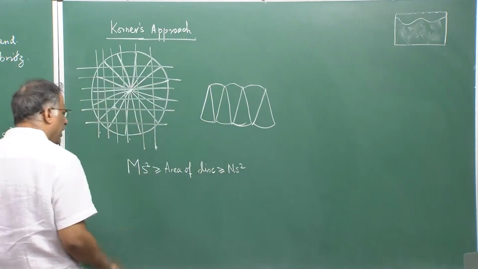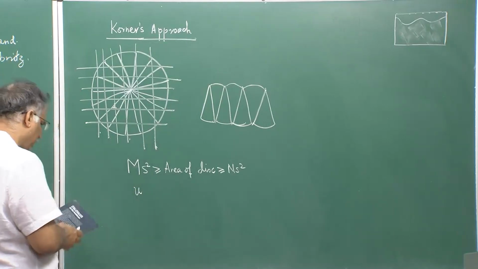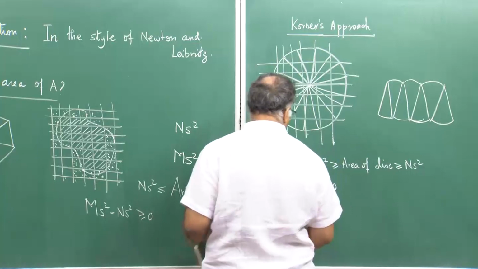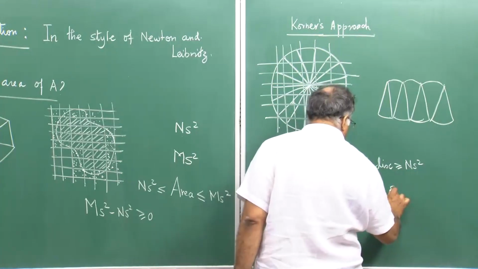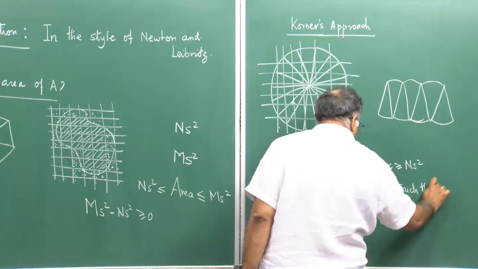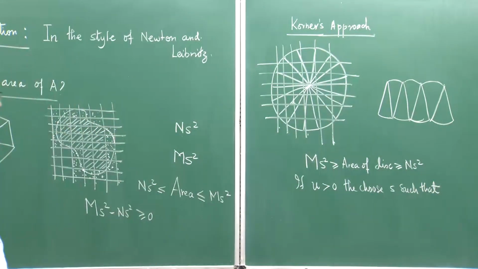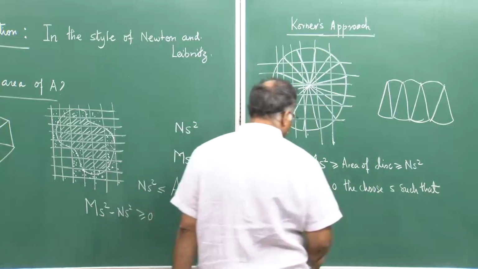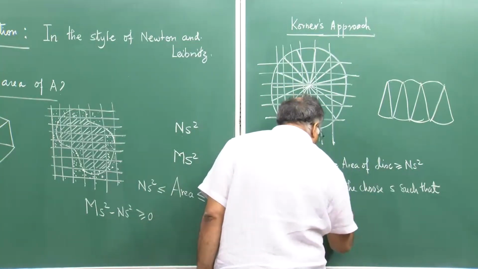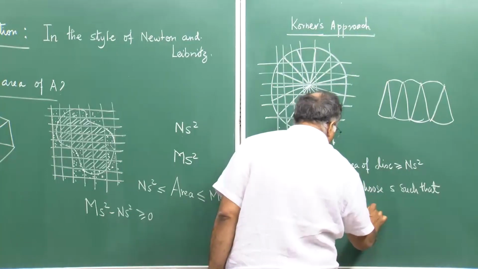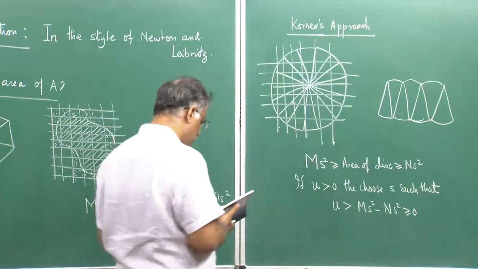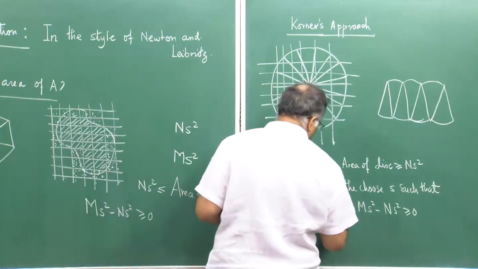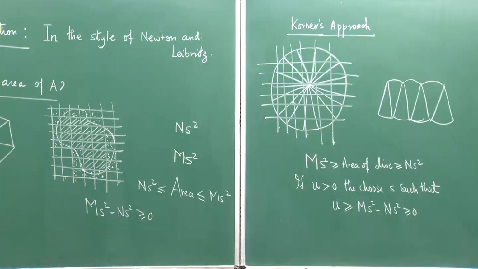But I can choose s in such a way that if you give me any positive number u, if you take any u greater than 0, then choose s such that, what would happen? That u is controlling the growth of this difference. U could be greater than or equal to, doesn't matter. So this u is now controlling the growth.